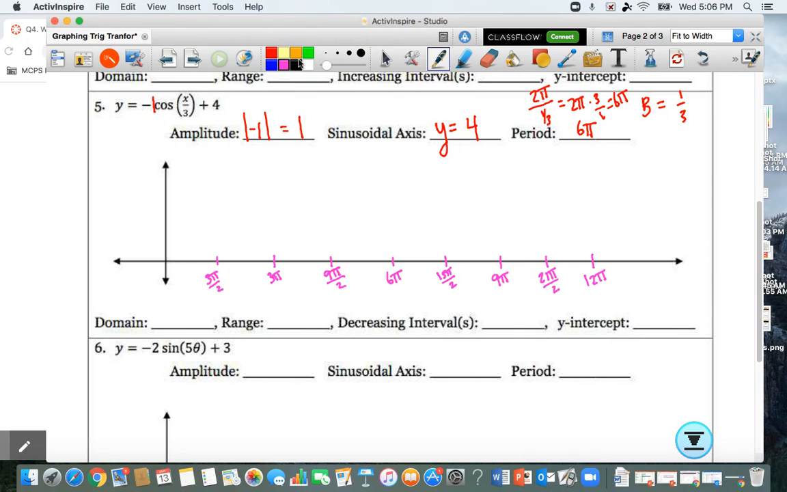I'm going to go ahead and I'm going to find that midline and graph it and label it. That's sinusoidal axis. 4. I guess I'll try to space it out nicely. There you go.